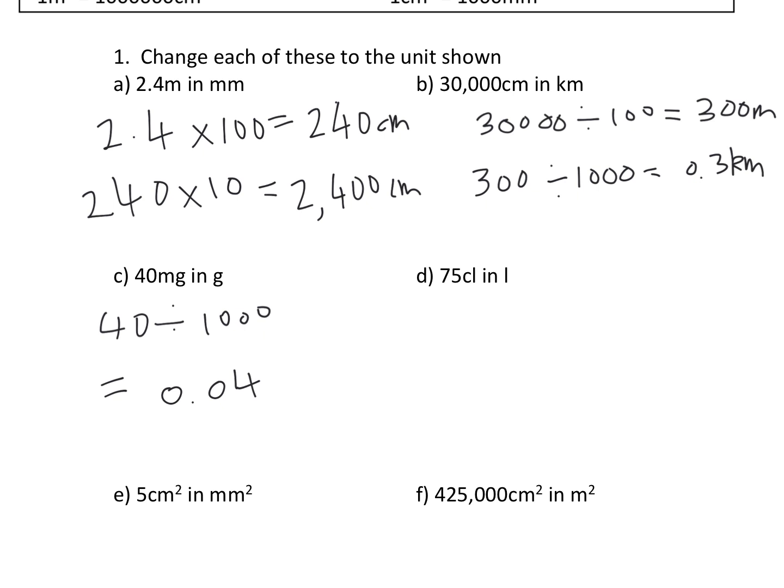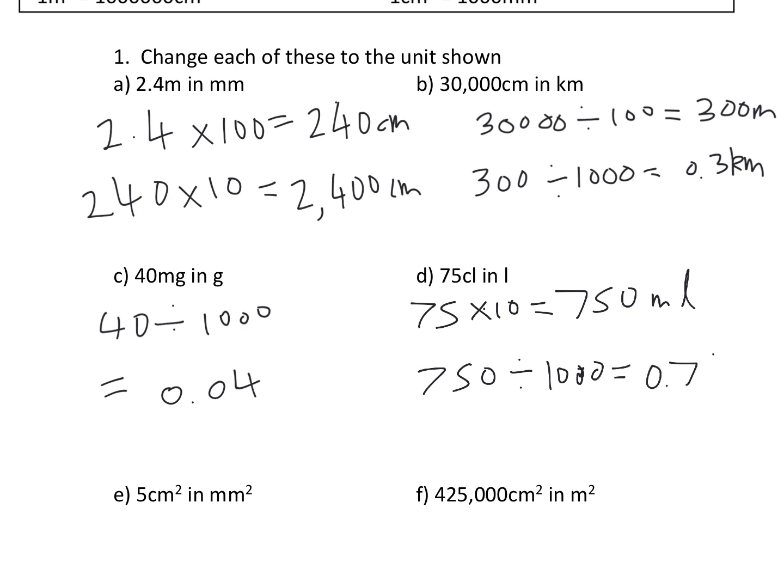75 centilitres in litres. I'd first of all change it into mils, be more confident with that. And I know 10 mils make a centilitre, so 75 centilitres is 750 mils. 1,000 mils make a litre, so you're going to have to divide that by 1,000 to see how many litres that is. 0.75 litres. The last one I should have put in grams, by the way.